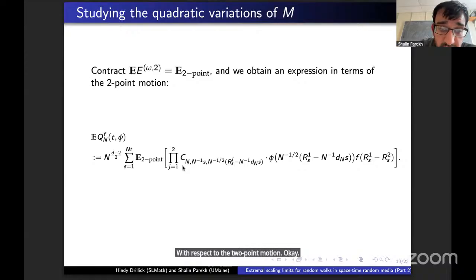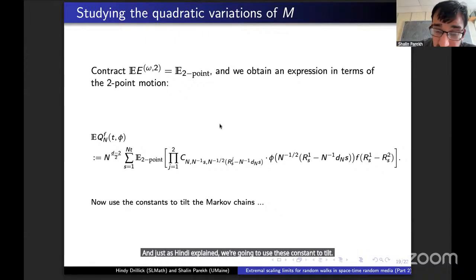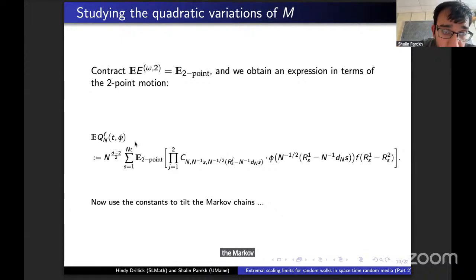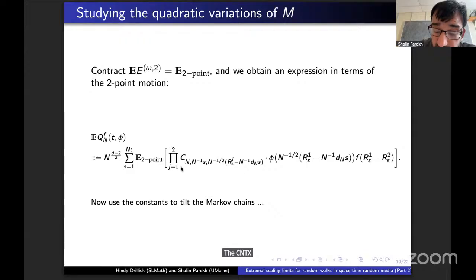And now what we're going to do with this three-term product is that we're going to use these constants, and just as Hindy explained, we're going to use these constants to tilt the Markov chains, okay? So this two-point motion is a Markov chain. The CNTX, they define some Radon-Nikodym derivative.